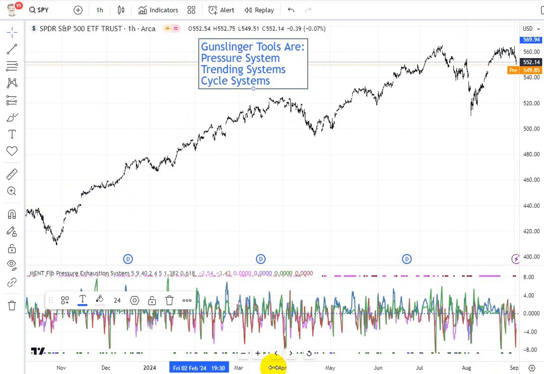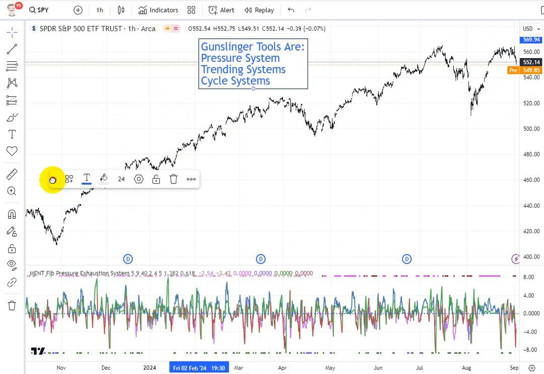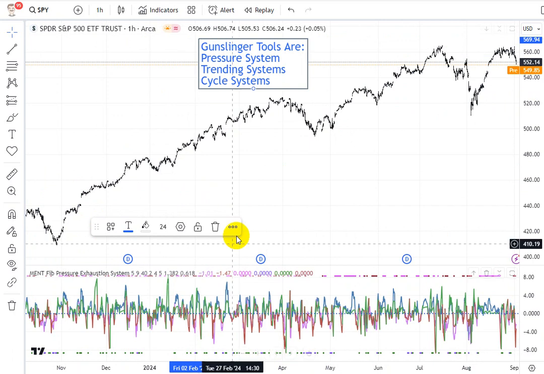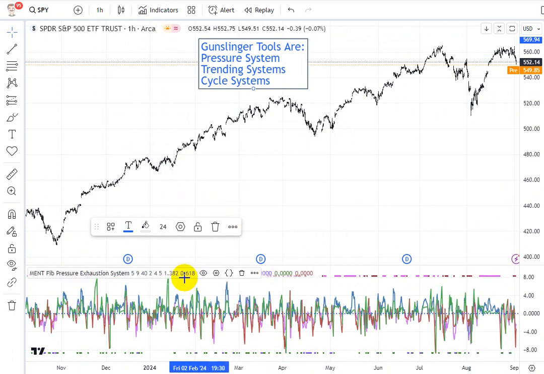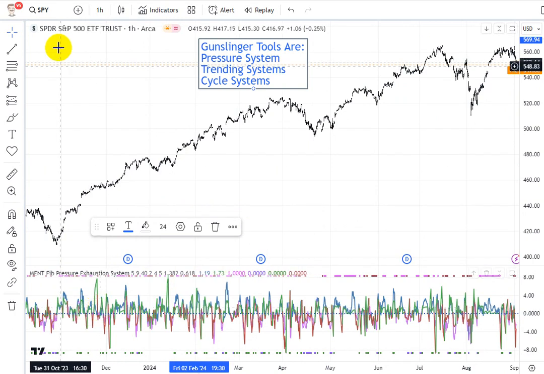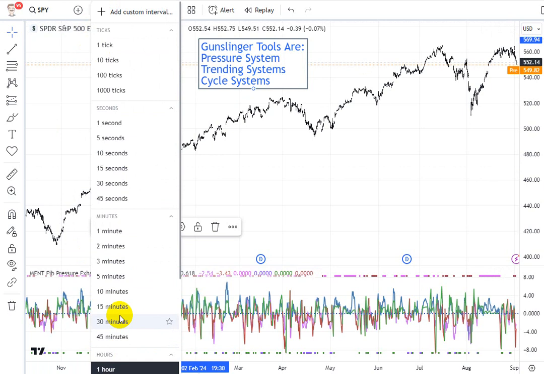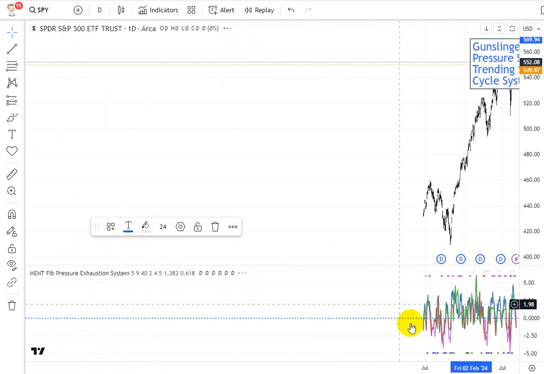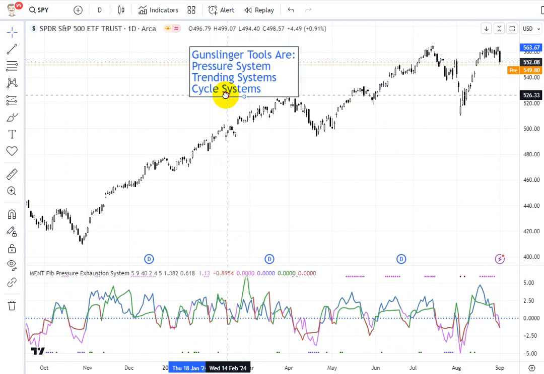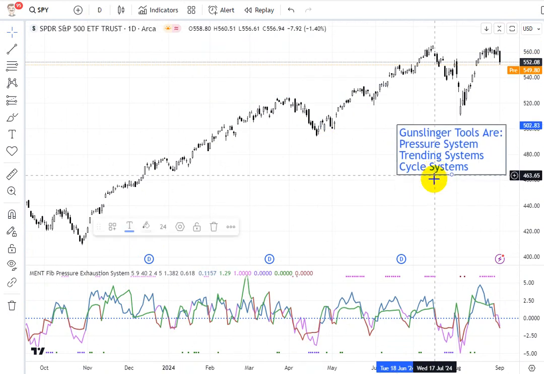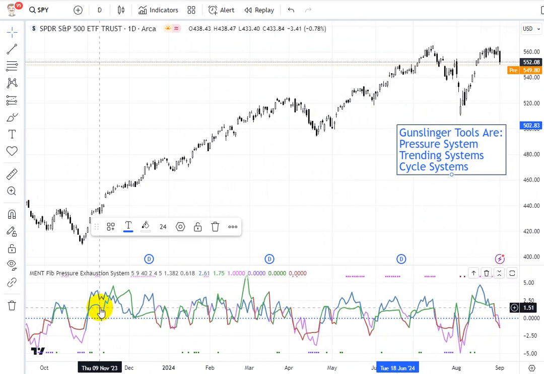The exhaustion system is a measure of pressure. Now pressure is what drives price. So when price is moving higher, we're going to get predominantly upward pressure, okay? And maybe I'll try here to go to a daily. Spread this out so you can see it. When price is moving upward, we're going to get upward pressure. And you can see this is the pressure level here.